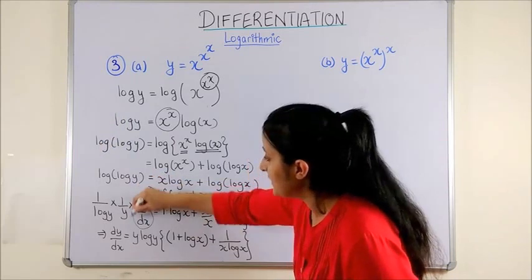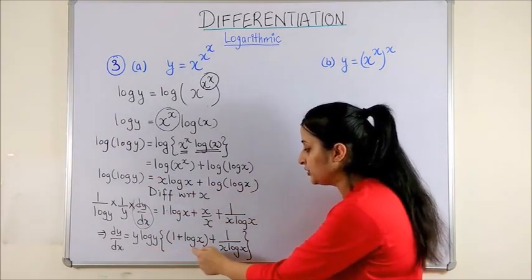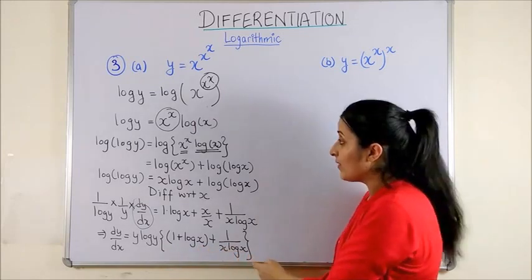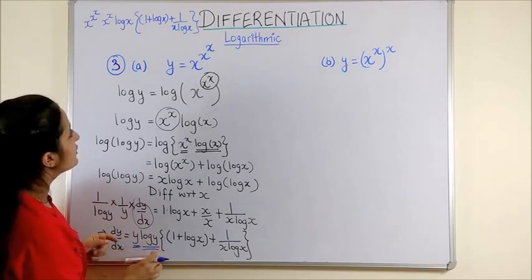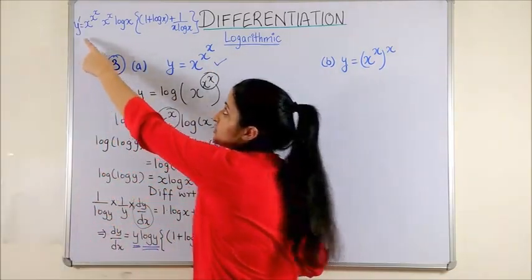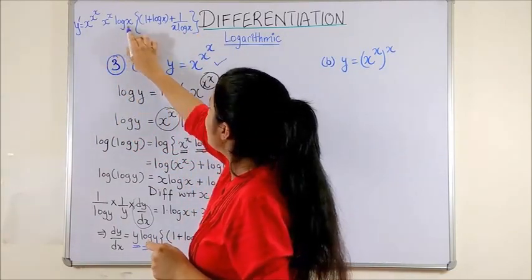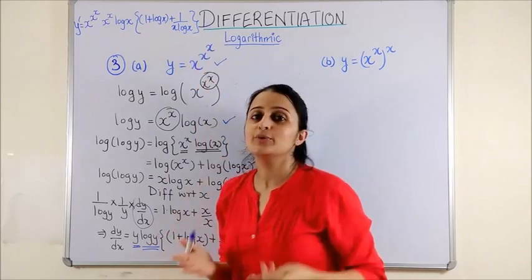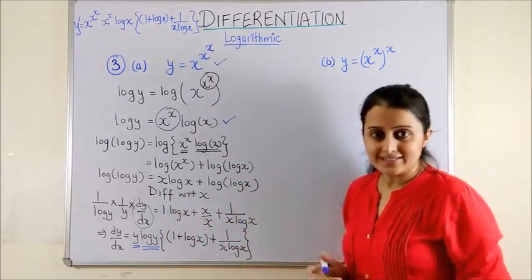Your dy by dx becomes, on cross multiplying, y log y into 1 plus log x plus 1 upon x log x. On substituting the values of y and log y from here and here, you land into a situation where the derivative could be written this way. Further, when you multiply this log x inside, you get a simplified answer. Now let's try and tackle the second part.